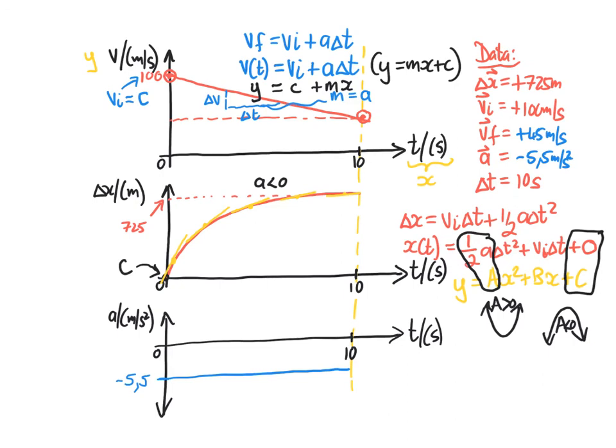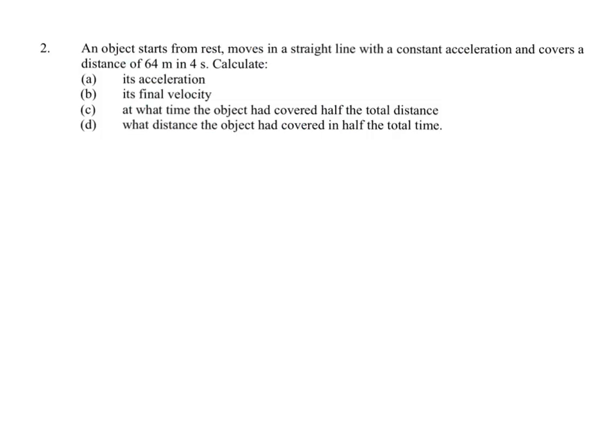But for the time being, that is enough mathematics, and I would like you now to practice on the following problems. In this problem, which I'm giving you for homework, an object starts from rest. It moves in a straight line with a constant acceleration. There's the uniform acceleration again, and it covers a distance of 64 meters in 4 seconds. So it's very similar to the example we've just done. It asks for the acceleration and the final velocity. So A and B are very similar to what we've just done.